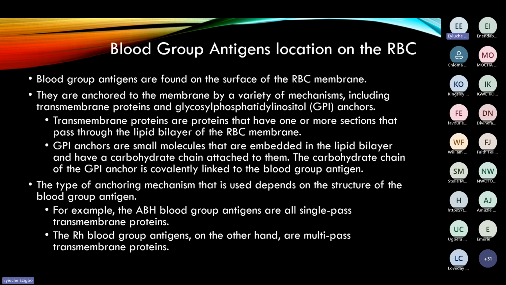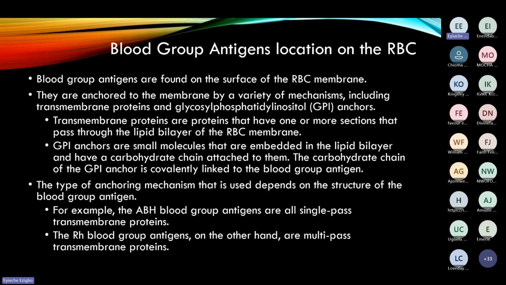They are anchored to the membrane by a variety of mechanisms, including transmembrane proteins and glycosylphosphatidylinositol anchors. Okay, the transmembrane proteins, as we saw in the earlier diagrams, are proteins that have one or more sections that pass through the lipid bilayer of the red blood cell membrane. The glycosylphosphatidylinositol anchors are small molecules that are embedded in the lipid bilayer and have a carbohydrate chain attached to them. The carbohydrate chain of the anchor is covalently linked to the blood group antigen.